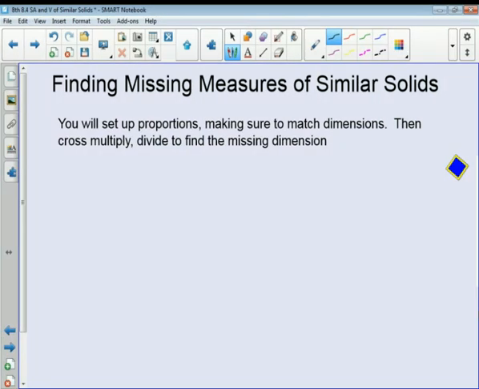Okay, in this part of the lesson, we're going to be working on finding missing parts of similar solids. So you're going to want a calculator with this, otherwise you're going to be doing some cross multiplying and dividing. So just to review that skill, a skill that you guys learned in 7th grade was when you would set up proportions.